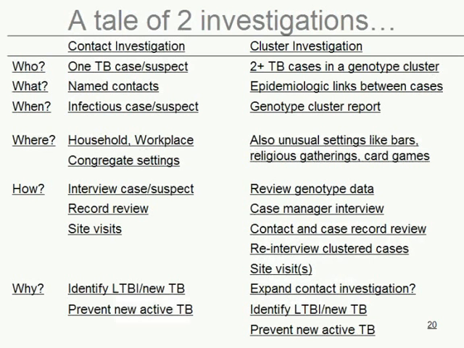A contact investigation differs from a cluster investigation in that a contact investigation centers around one TB case or suspect. A cluster investigation takes place after genotyping information has been received from the genotyping lab, and it involves two or more cases that have the same genotype and are therefore in a cluster. The contact investigation is centered around named contacts. A cluster investigation is centered around finding epilinks between cases that have the same isolate genotype.